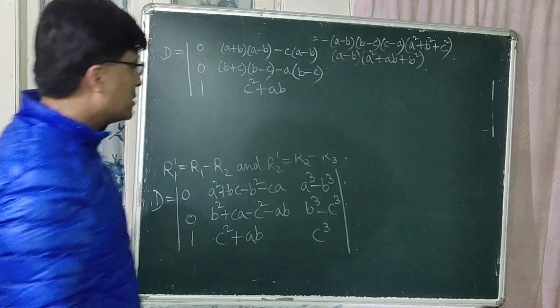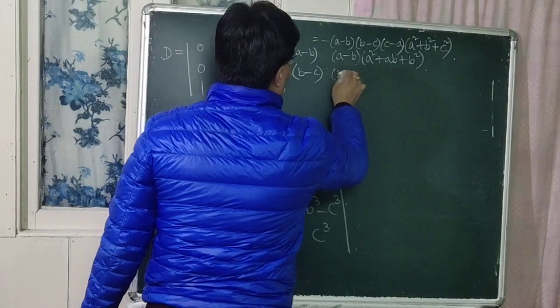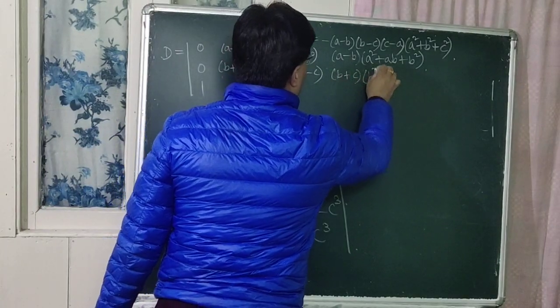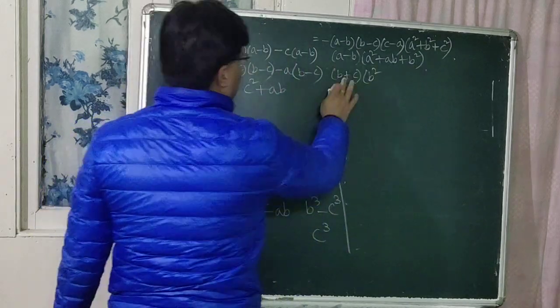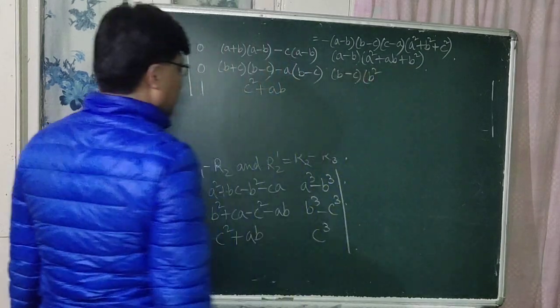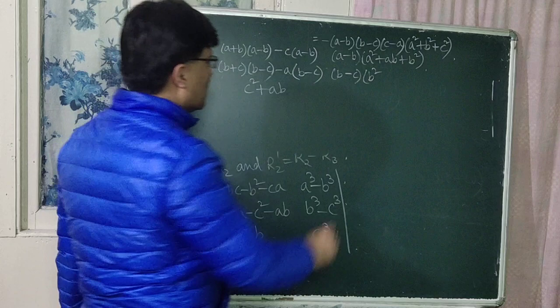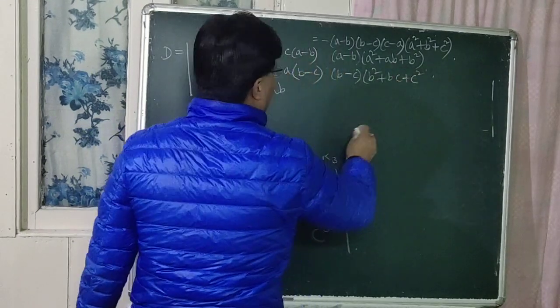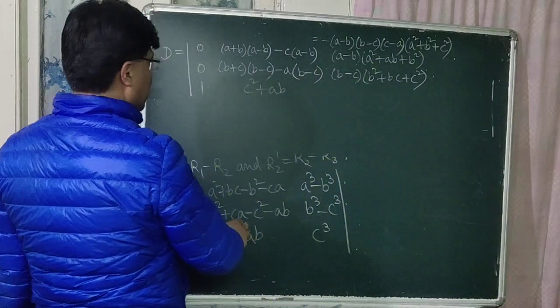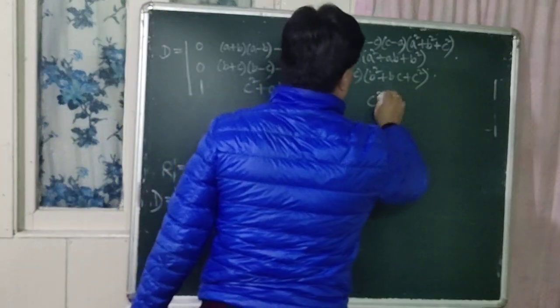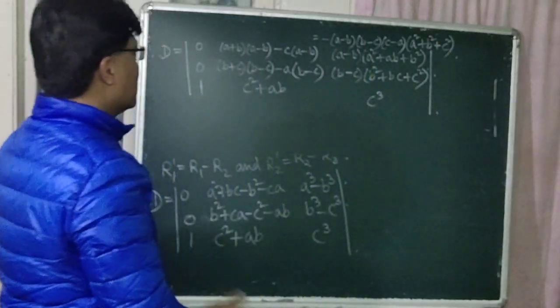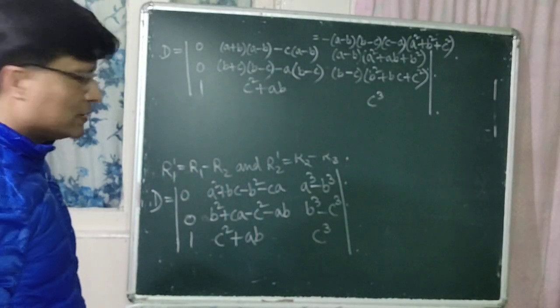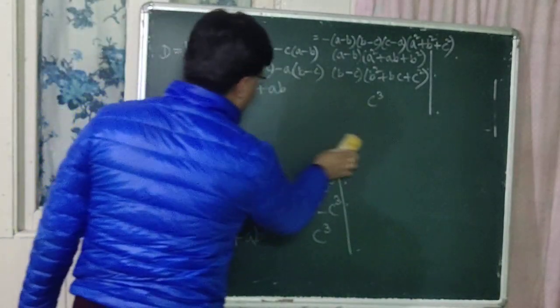Next, what is b cube minus c cube? B plus c into b square. Sorry, not b plus c. It is b minus c into b square plus bc plus c square. Alright? And next, it is c cube. So I think these are all correct. Right? यसमा ठीक छैन त?